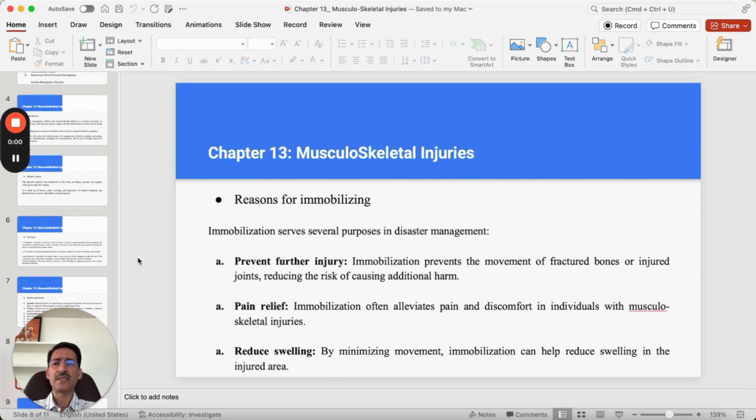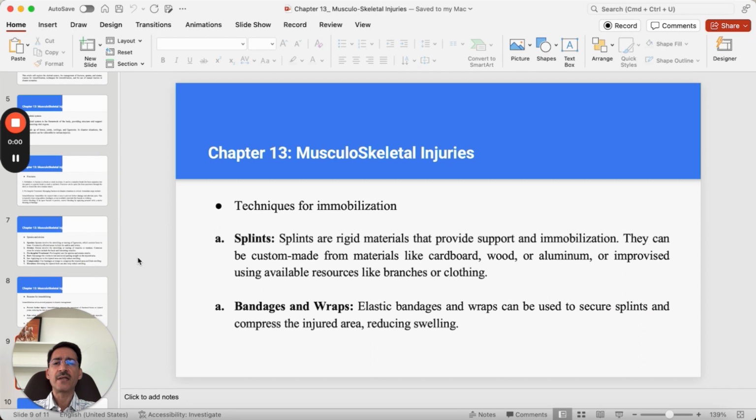Reasons for immobilization. Immobilization serves several purposes in disaster management. It prevents further injury. Immobilization prevents the movement of fractured bones or injured joints, reducing the risk of causing additional harm. Pain relief. Immobilization often alleviates pain and discomfort in individuals with musculoskeletal injuries. It reduces swelling. By minimizing movement, immobilization can help reduce swelling in the injured areas.